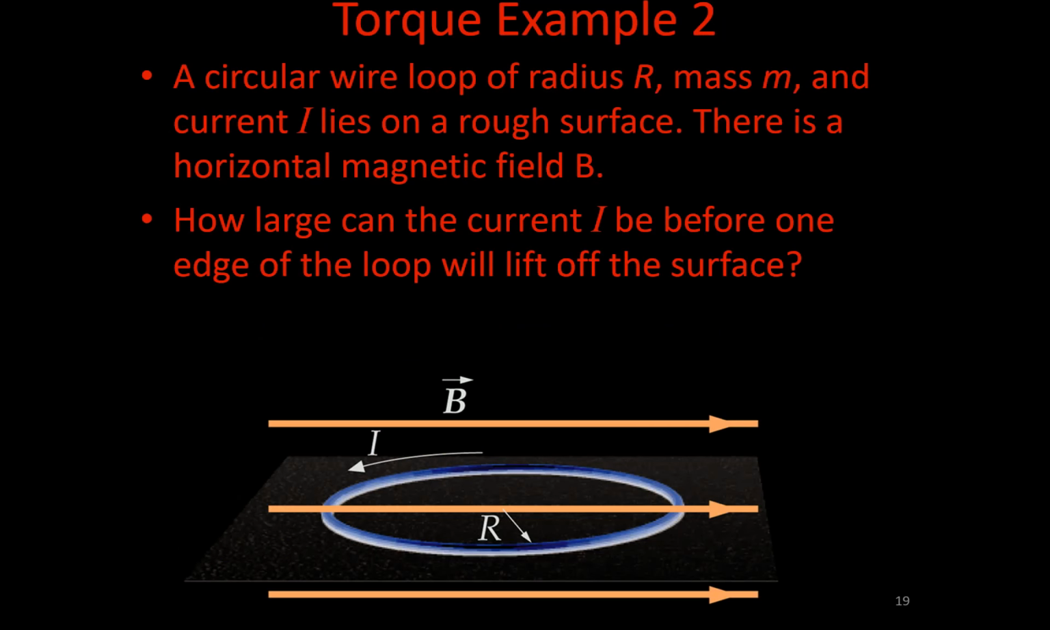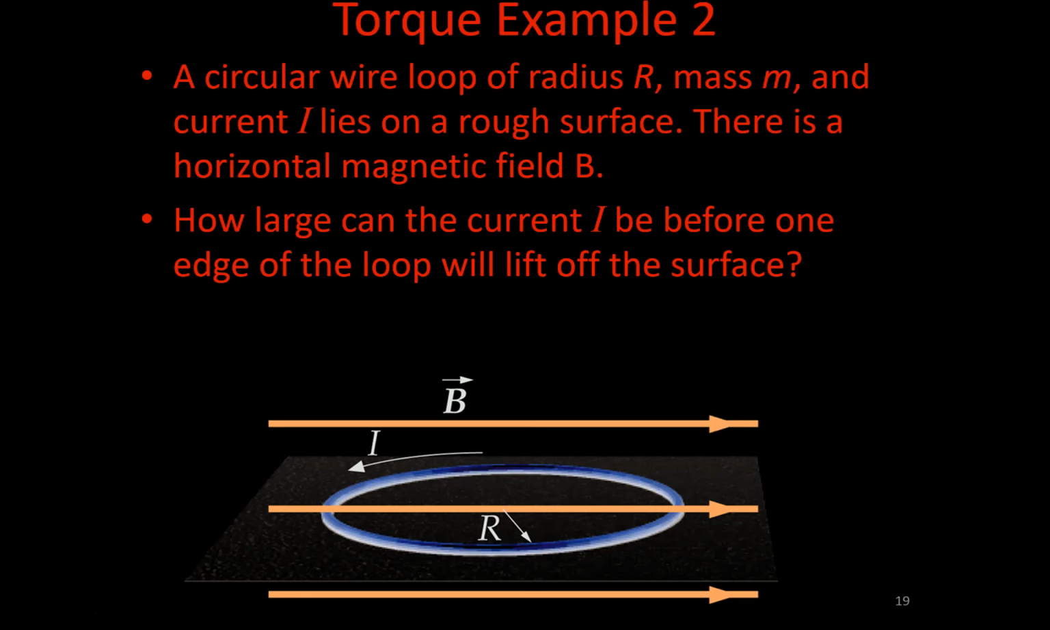More examples. So for torque example 2, we're changing things up just a little tiny bit. We've got a circular loop of wire here of radius r, and it has a mass of m, and it's lying on a surface. Then there's a horizontal magnetic field of B applied to this loop. Here's our current I running through the loop, here's our radius, and here's our magnetic field. We assume this is standing on the surface of the Earth. We don't want to get into other planets.